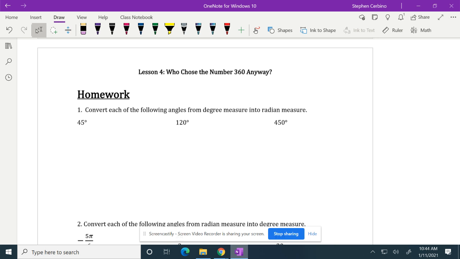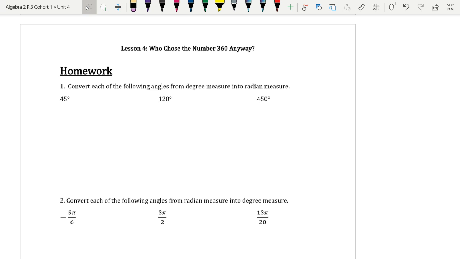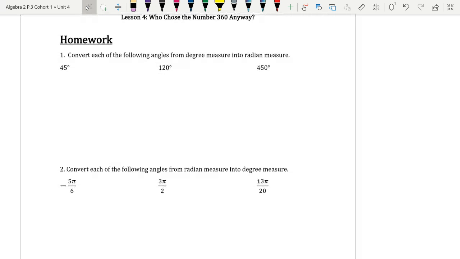All right, everybody, let's take a look at lesson number 4's homework assignment. So in lesson number 4, we learned how to convert from radians to degrees and from degrees to radians, an important skill in trigonometry. Most of the time when we have radian measurements, we do normally want to change it to degrees, but the radian measurements are important. You'll see that when you start graphing.